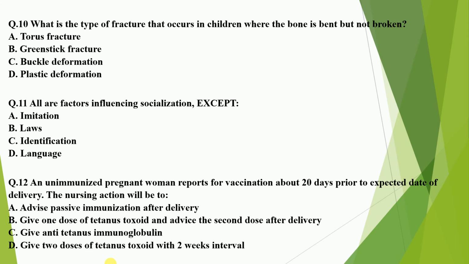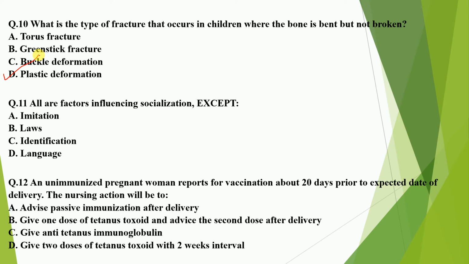Next question. What is a type of fracture that occurs in children where the bone is bent but not broken? Option A, torus fracture, option B, greenstick fracture, option C, buckle deformation, option D, plastic deformation. Correct answer is option D, plastic deformation.